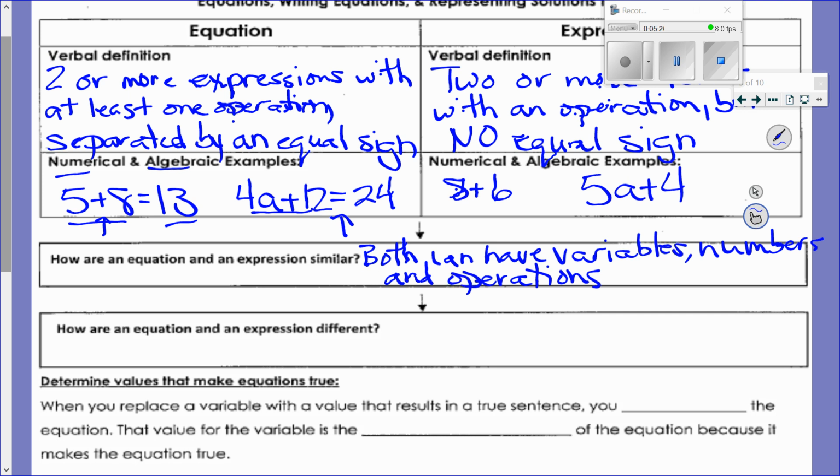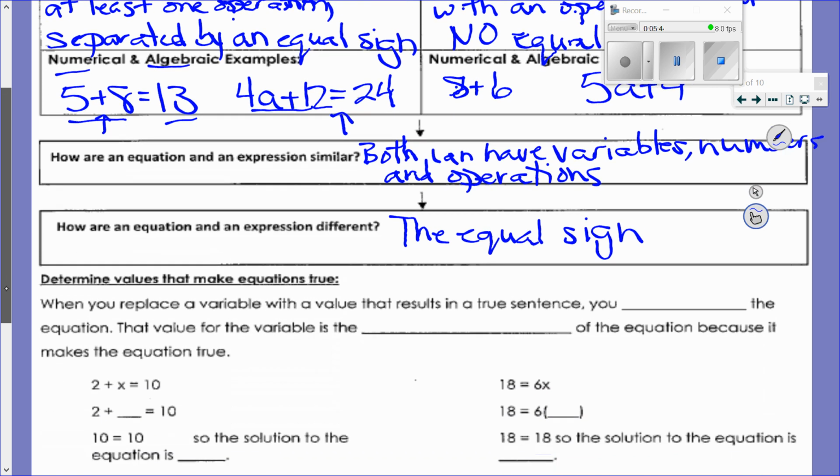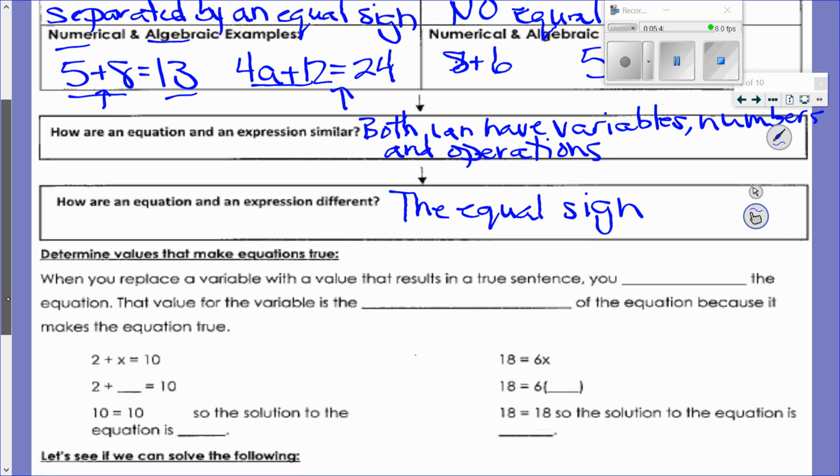What do you see that is different? No equal sign. Good, Janine. The equal sign. That is the difference. Being able to solve. Technically, if it's a numerical expression, those you could solve. Okay? But to be able to solve an algebraic one, we must have the equal sign.